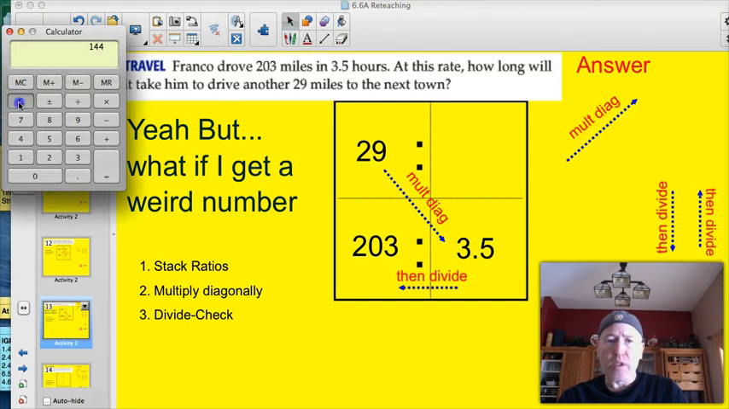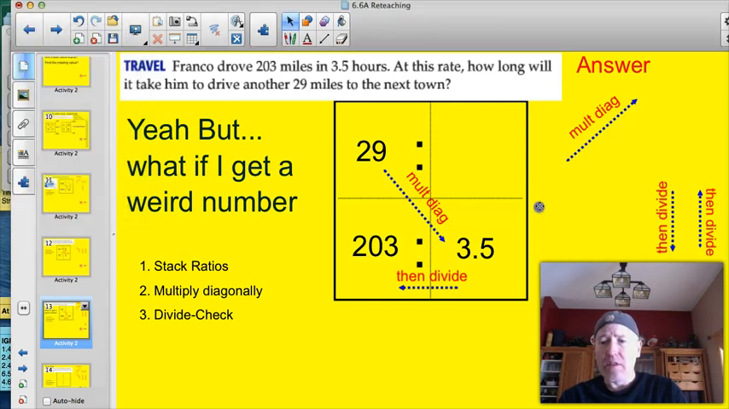Okay, whoops, clear that baby out. So we have 29 times 3.5 equals 101.5, but then I have to divide that by 203. It says 0.5. Okay, this is that weird number thing. Let's check to make sure we got it right.